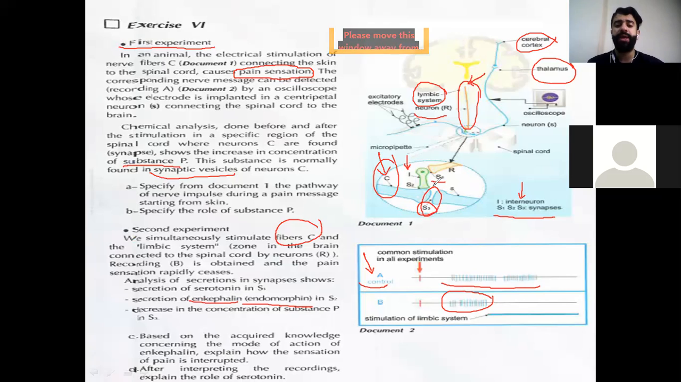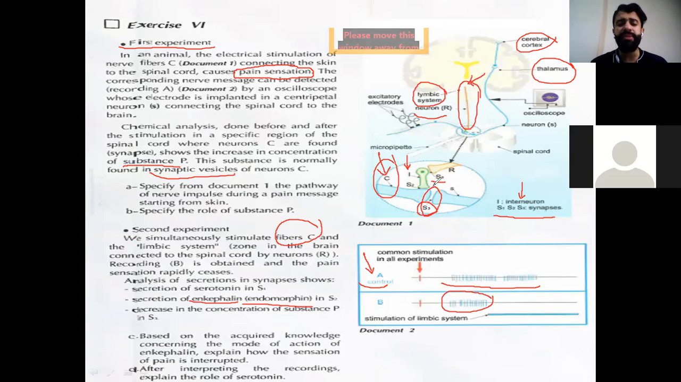So it says in part C, based on the acquired knowledge, according to your information, according to what you studied, according to what you know concerning the mode of action of enkephalin, you have to explain how the sensation of the pain is interrupted. Enkephalin, what does it do? Already we said this. Enkephalin or endomorphin has a role in partial inhibition of the exocytosis of the P substance. So whenever we have partial inhibition in the exocytosis of the P substance, this means that the P substance release will decrease, as well as the feeling of pain message is going to be decreased.